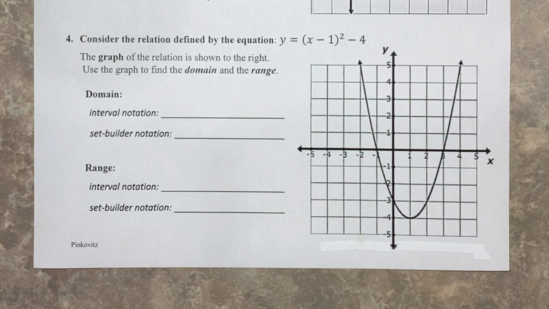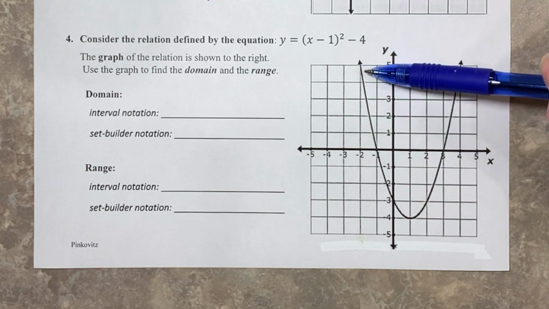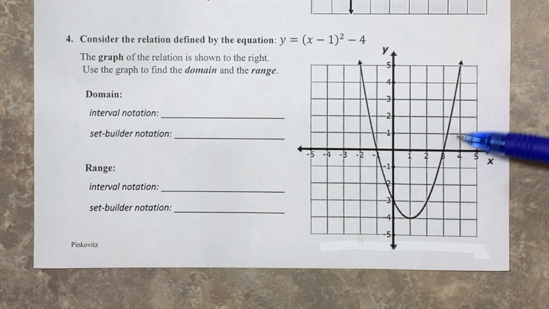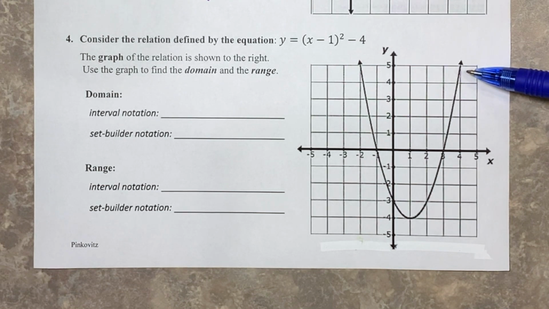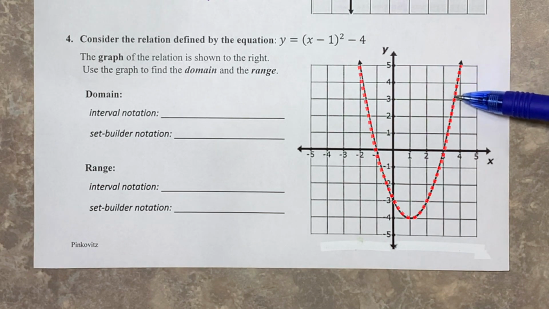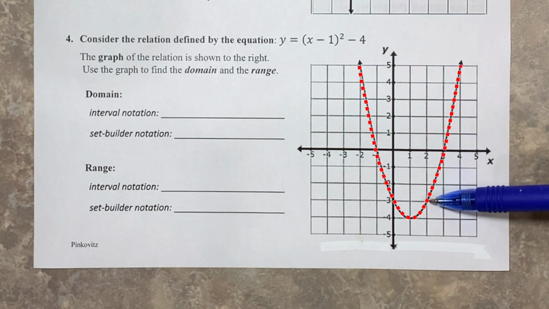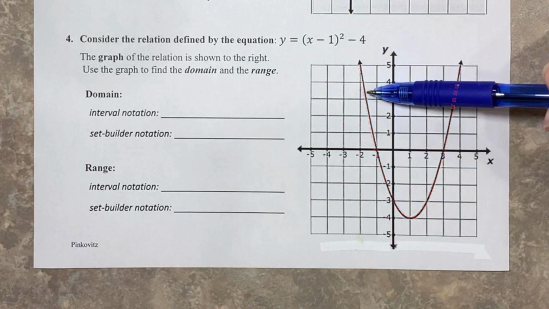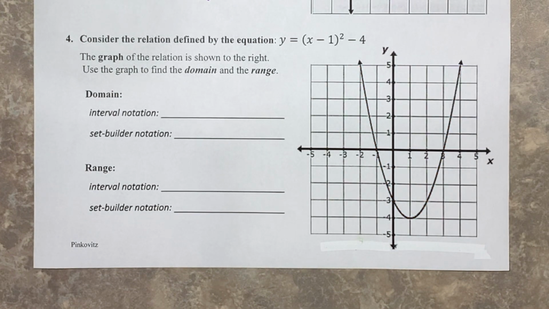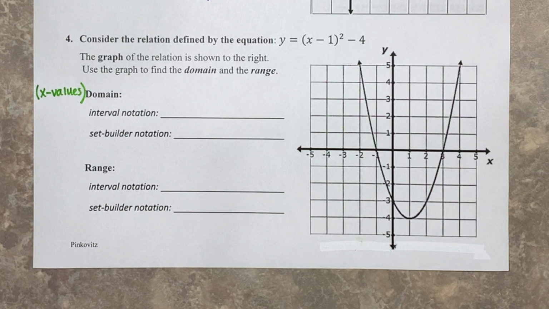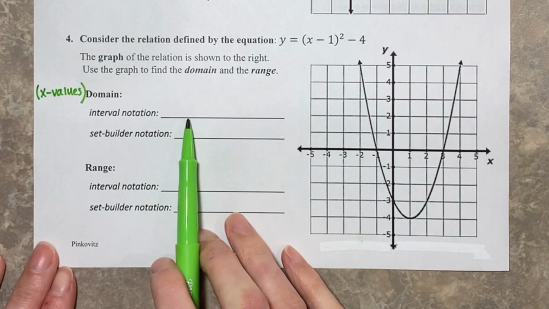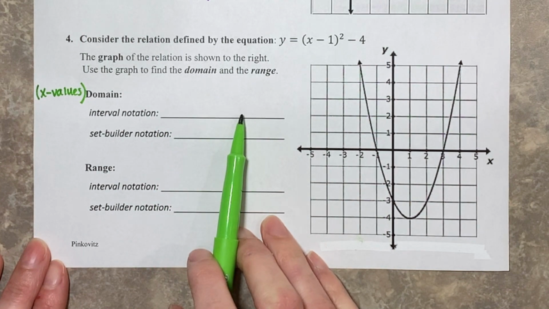Let's look at one last example. If you see a graph that's connected by solid lines, that will be an infinite relation because there are infinitely many ordered pairs along a solid line like this. Let's start by identifying the domain. For the domain, again, we're looking for the x values. And for interval notation, we list the lowest x value and then the highest x value.